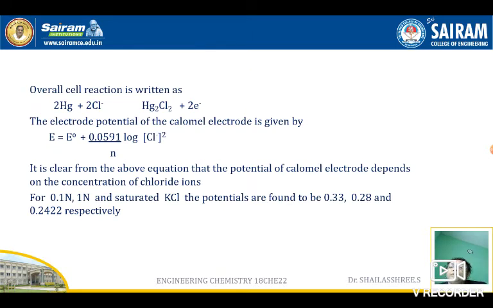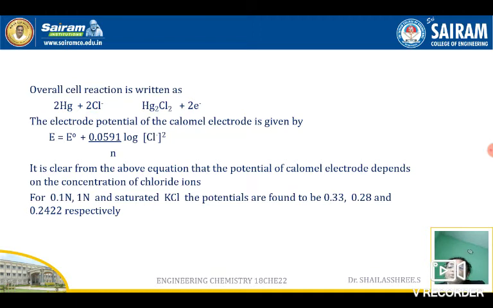The electrode potential of the calomel electrode is given by the Nernst equation: E is equal to E naught plus 0.0591 by n into log of chloride ion concentration. It is clear from the above equation that the potential of the calomel electrode depends on the concentration of the chloride ions.